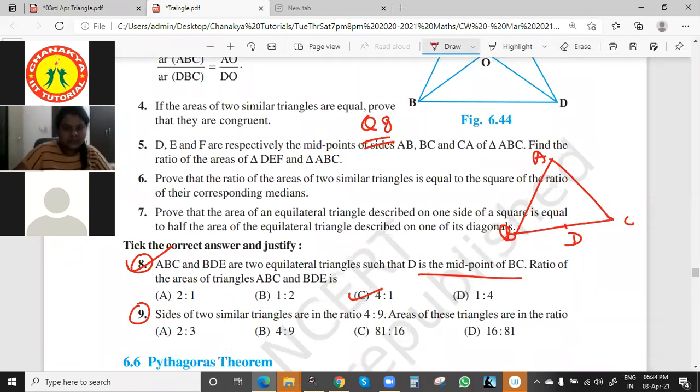Right. So this BD will be equal to this one. We take E point, and BD will be equal to ED. Then we have to find the area of triangle ABC, the big one, and the area of triangle EBD, this one, the small one.